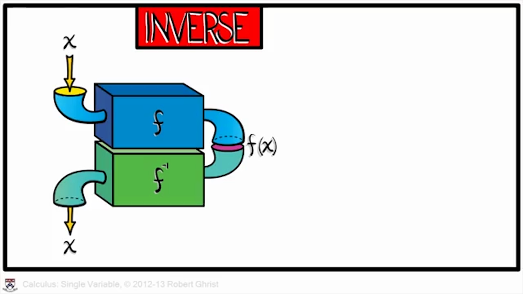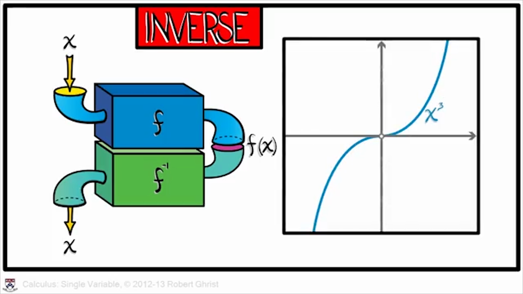Let's look at a specific example where we take as f the function x cubed. What would the inverse of this be? Well, it has to be a function that undoes whatever x cubed does. This is, as you may have guessed, x to the 1/3 power, or the cube root of x.